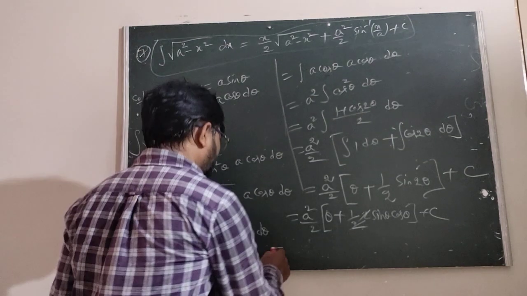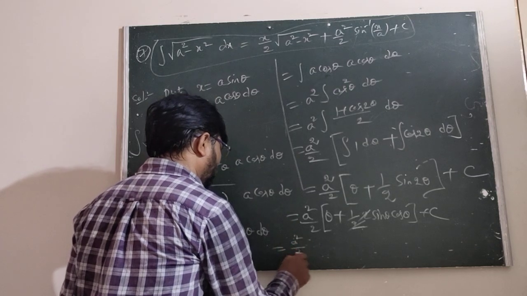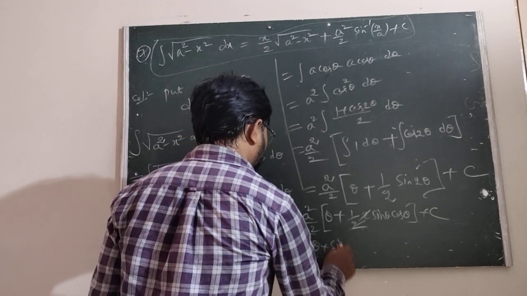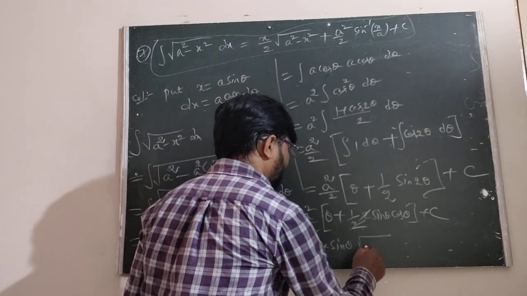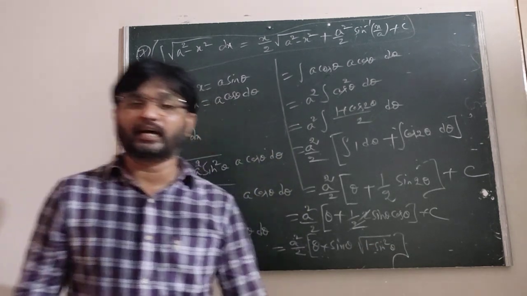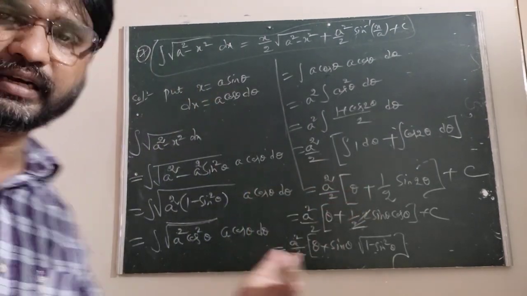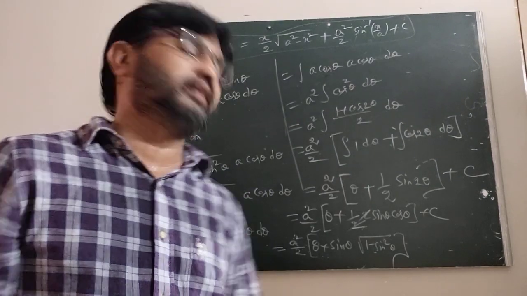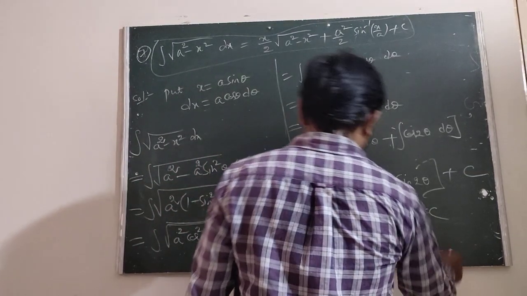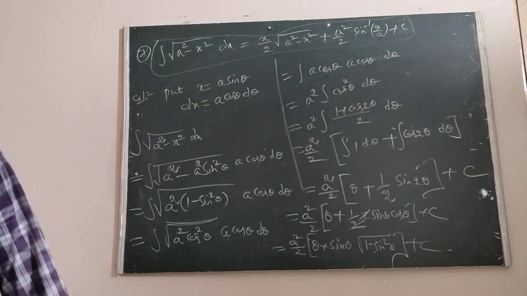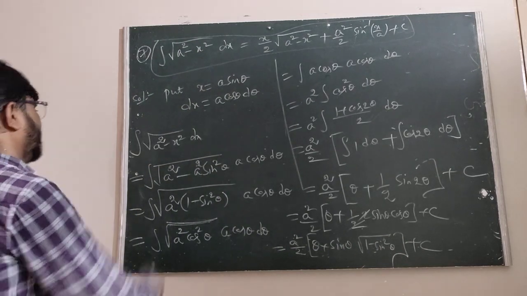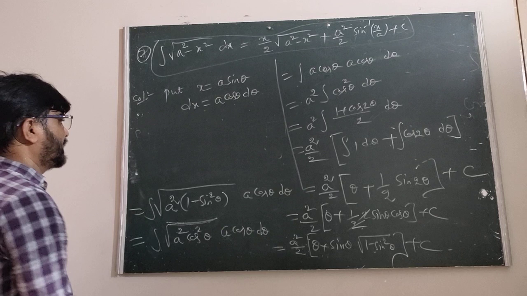Therefore, now we can write a square by 2 theta plus sin theta cos theta. Cos theta can be written as root of 1 minus sin square theta. 1 minus sin square theta is cos square theta; square and under root cancel, and we get cos theta. Therefore, now we substitute sin theta and 1 minus sin square theta. That means a square by 2.